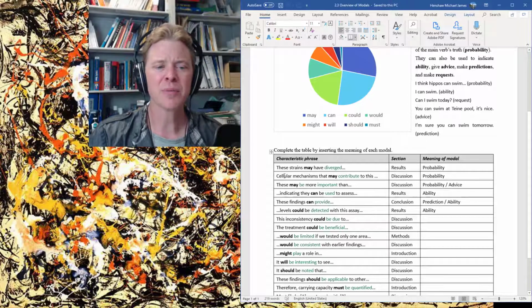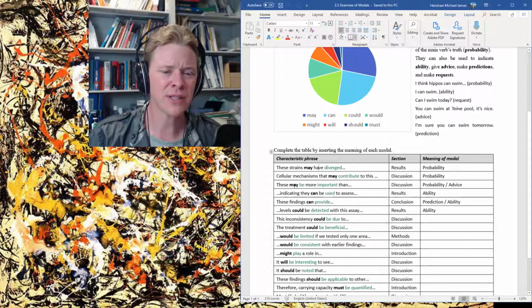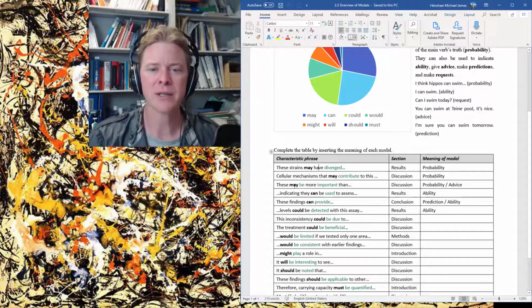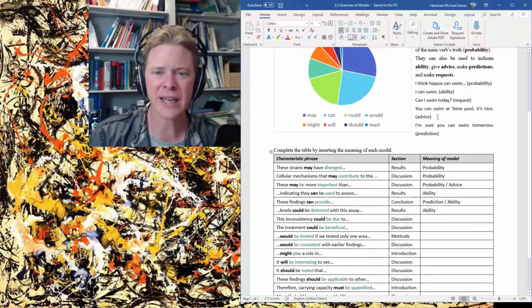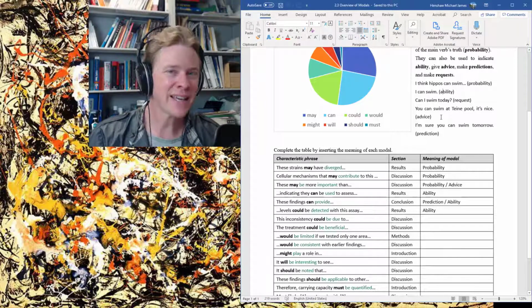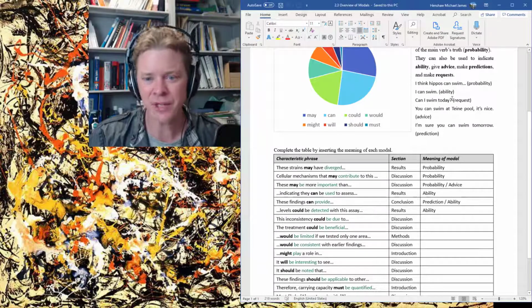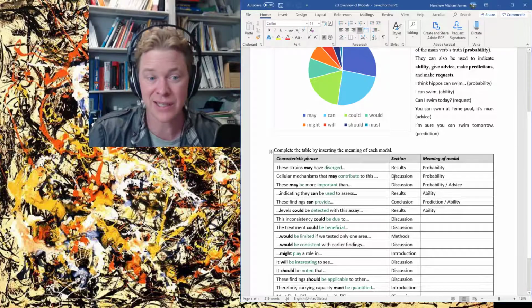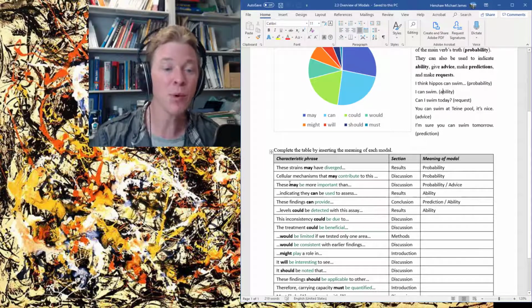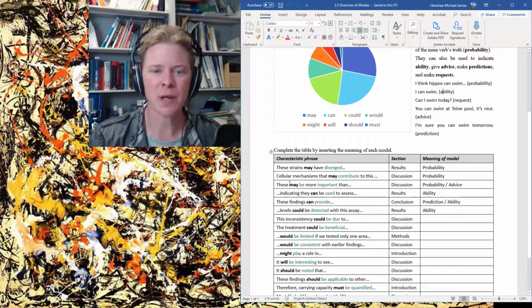Next one, cellular mechanisms that may contribute to this are blah, blah, blah. I read this as probability again, although you might read it as ability. Again, the overlap is not so clear. Rather, the division is not so clear, and there's a lot of overlap. Look at this next one. These may be more important than blah, blah, blah.